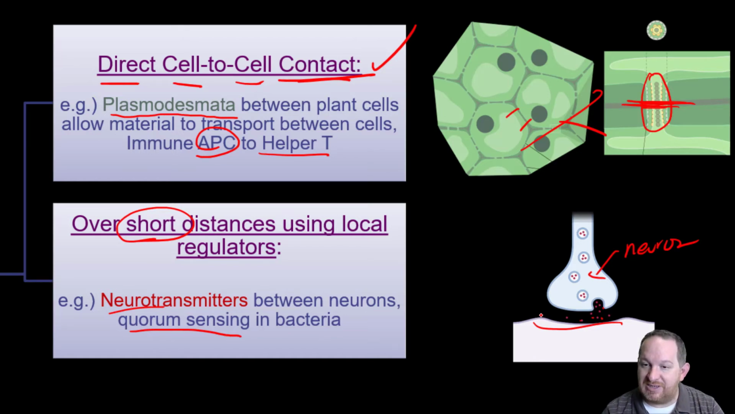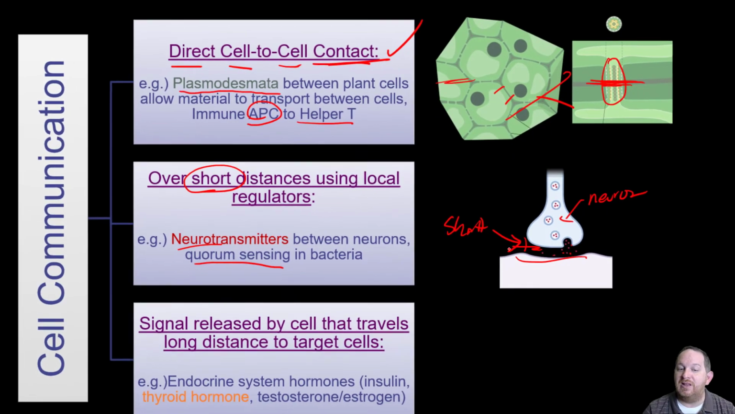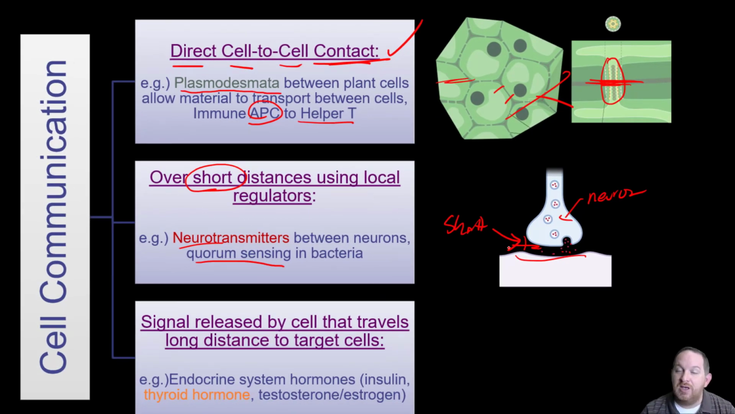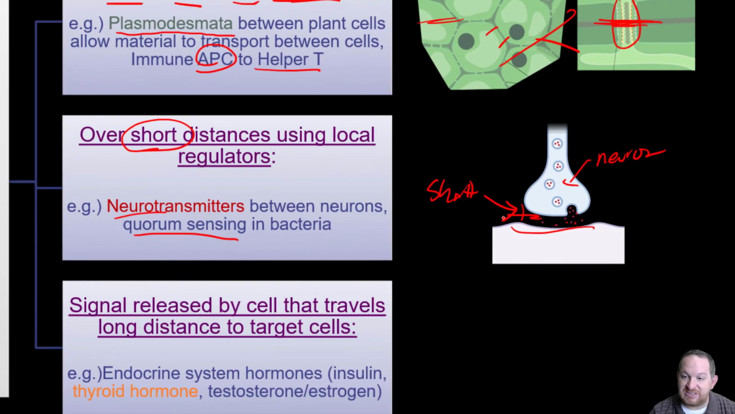So this is a short distance, right? Very small distance between these two things. So we had no distance, direct contact. We have a short distance like we see there. And then, obviously, the other example would be over a longer distance, right? Still within the body, but a signal is released that travels down a long distance to a target cell. When we think of our endocrine system or hormones, those are generally long-distance cellular communicators.